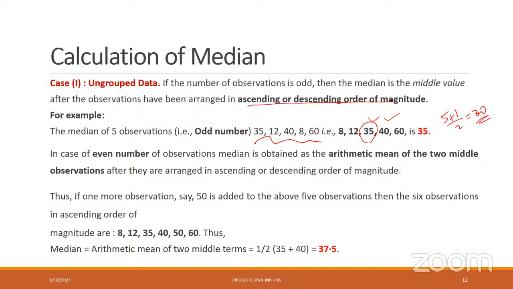But if it is an even number, then there are two middle numbers, and we have to take the average of the two middle numbers, right? Here the data is given to you, already arranged. There are 6 numbers. We have to take the average of 35 and 40. Therefore it is 37.5. Got it? So that is the way to calculate the median in case of individual observations, also called ungrouped data.